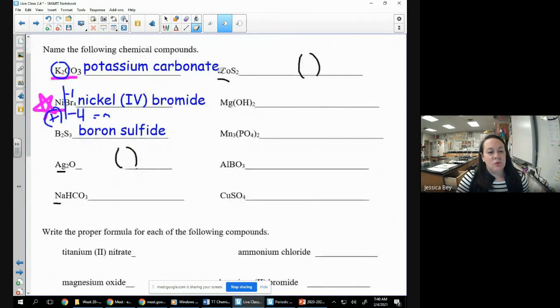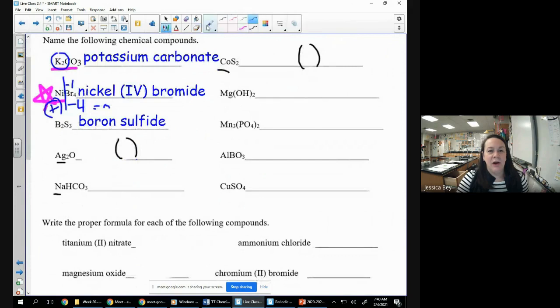Okay, let's do one more here, and then I'll let you go. You will see that silver is a transition metal, so it needs a special name. So the first thing I'm going to do is write what it is. It's silver. Hopefully we spelled this one right. Then I look up oxygen on my periodic table, and my periodic table tells me that oxygen is a -2.